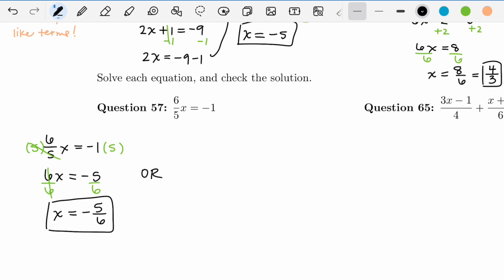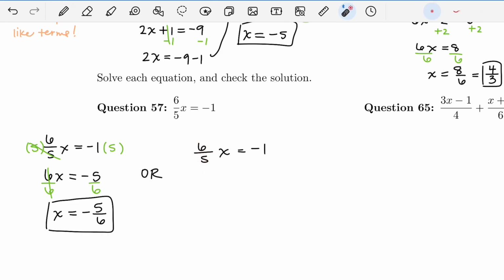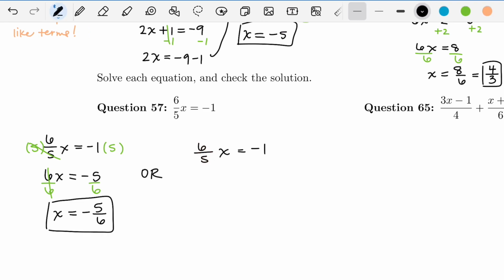Another way to do this problem is, like I said, to just think of this as x being multiplied by 6 over 5. Now what we could do is, in one fell swoop, we can get x alone by multiplying it by the reciprocal of this guy. Now the reciprocal of a fraction we can get by just reversing the numerator and the denominator. So this reciprocal of 6 over 5 would just be 5 over 6.